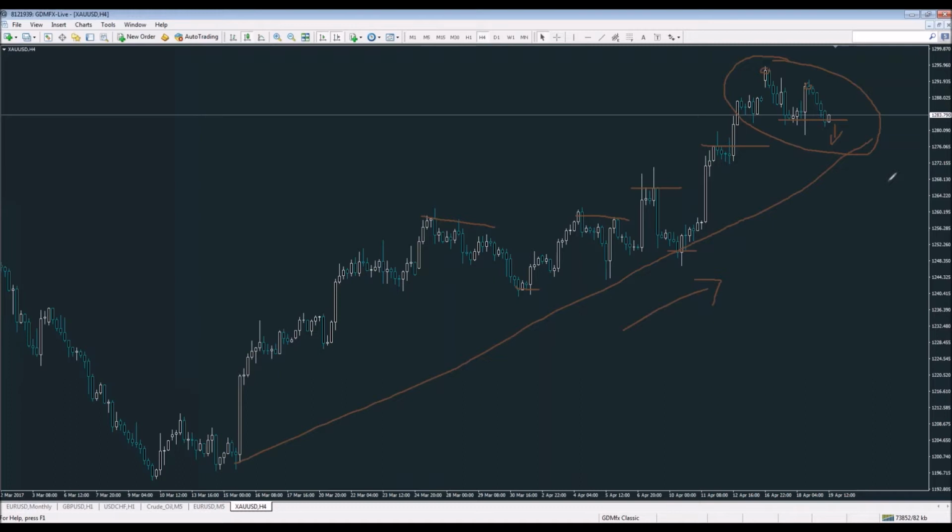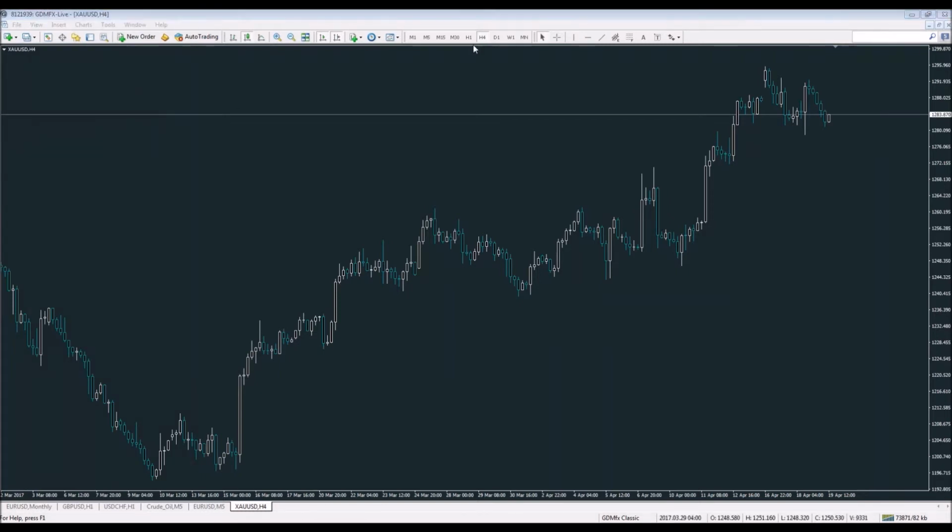It's not yet reversed until, of course, the midterm uptrend line is broken. Now, we have a lot of cases where early indications of trend reversal are possible. Furthermore, I'm just going to get rid of all of this. Of course, let's have a look at a few cases before we continue.